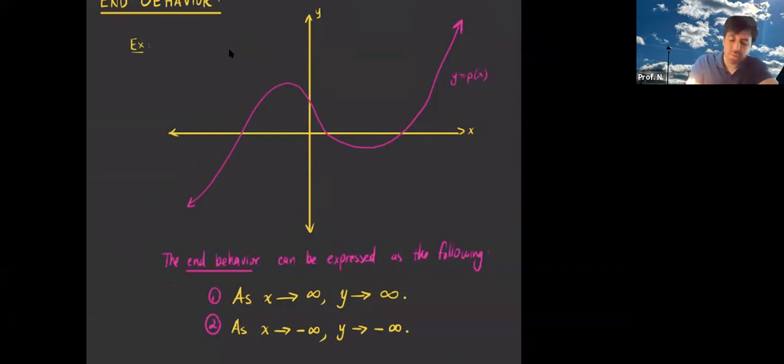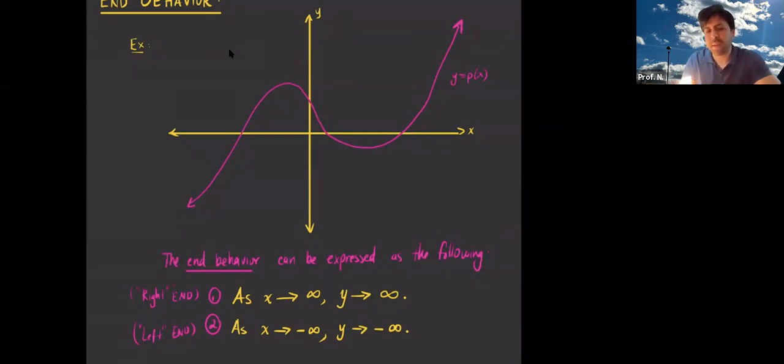So again, we care about what happens at the right end, and we care what happens at the left end. The right end is denoted by my x values going to infinity, positive, and the left end is denoted by my x values approaching negative infinity. So end behavior is just a way to express what we see from the graph. We're just expressing them in more symbolic language.